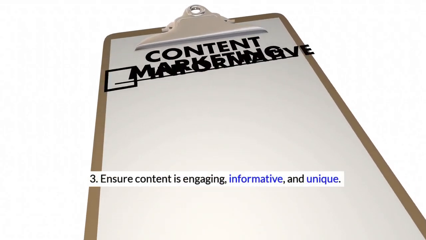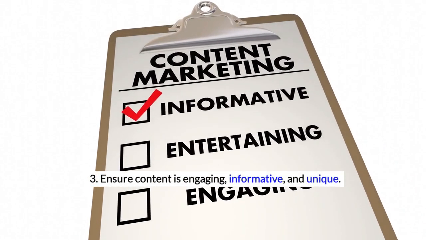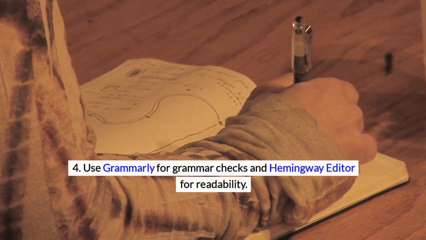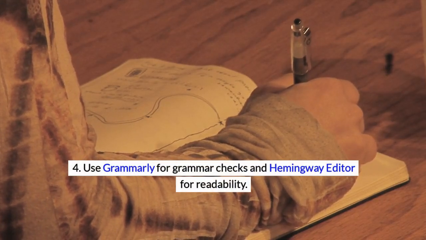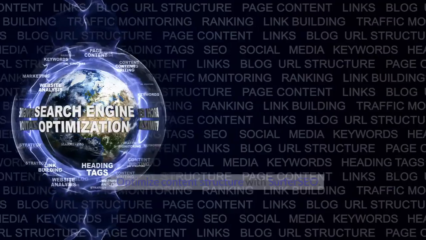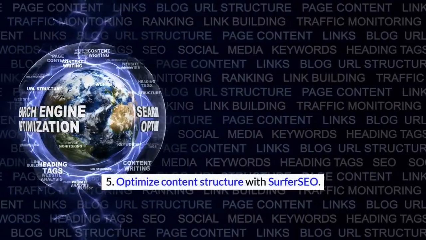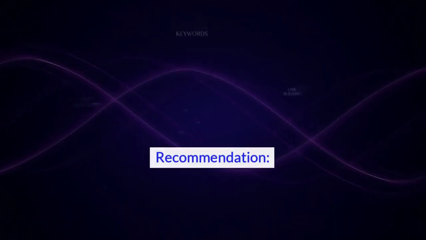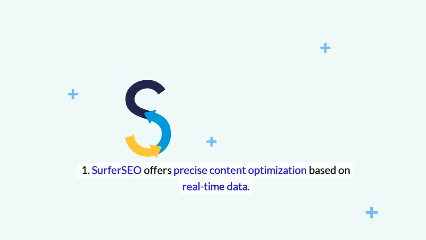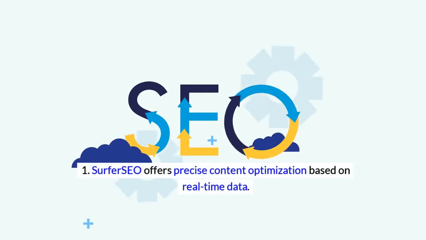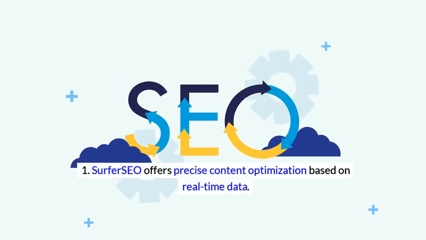3. Ensure content is engaging, informative, and unique. 4. Use Grammarly for grammar checks and Hemingway Editor for readability. 5. Optimize content structure with Surfer SEO. Recommendation. 1. Surfer SEO offers precise content optimization based on real-time data.